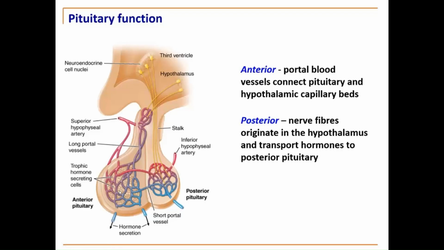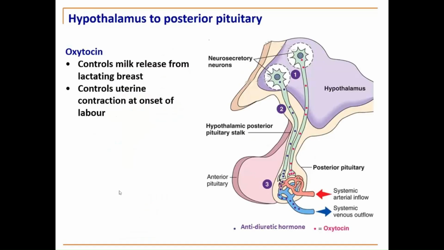It is very important to note that not all of our endocrine glands are controlled by the pituitary. So what are the two hormones that are released from the posterior pituitary? Well, one of them is obviously oxytocin, and this helps to control milk release from a lactating breast, but it's also involved in uterine contraction at the onset of labor. It's also called the feel-good hormone, so it improves your mood, and there are lots of other functions of oxytocin that we'll talk about at a later time.